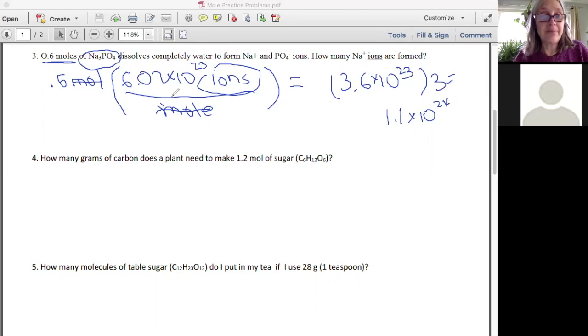But just make sure you keep looking back at the problem and make sure that you're answering the question that's asked, because there's a lot of different things I could figure out related to moles, and so you've got to make sure you're answering the question.